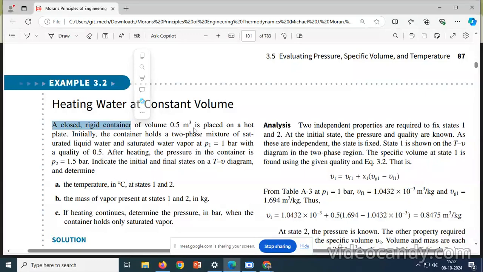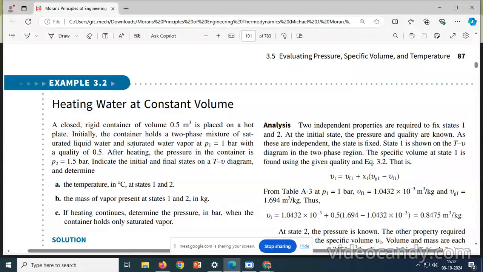This is fixed in all cases now. In the earlier case we have taken a change in volume. Now here volume change is not possible. It is containing some fixed volume, 0.5 meter cube. It is placed on a hot plate. Initially, the container holds a two-phase mixture. See, in the container there are two phases of water, maybe liquid and vapor, or saturated vapor with superheated steam, or maybe saturated liquid with superheated steam. We don't know.